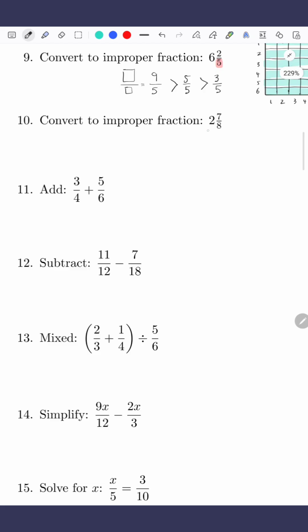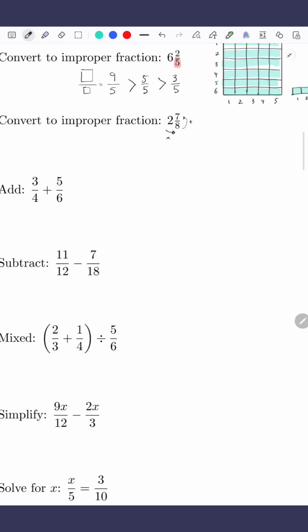Convert to an improper fraction. So now it should be as quick as just doing this, multiply, and then add together. Now, you're welcome to draw it out every single time, but let's just try and speed up here. We've got 2 times 8, and then plus 7, which is 16 plus 7, which is 23. And then it's going to be all over the same denominator, or you could call it divisor. Okay, so we've got 23 over 8.